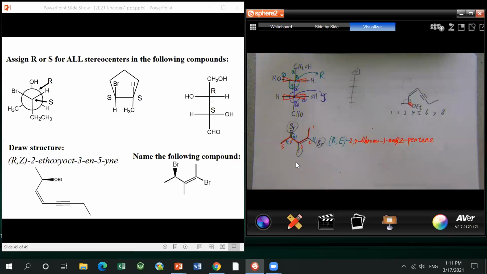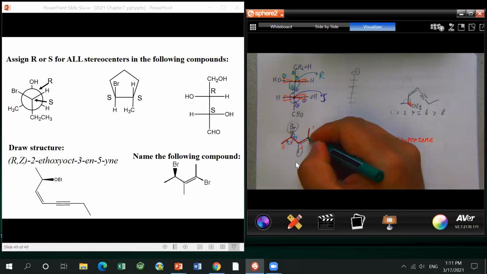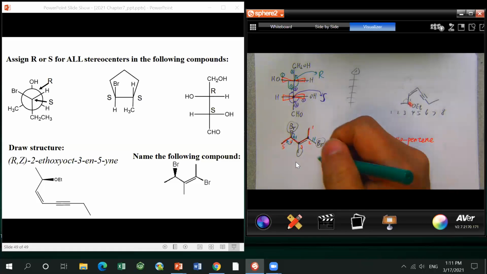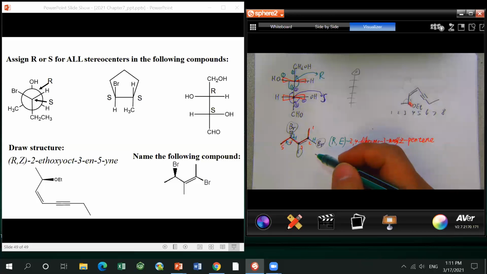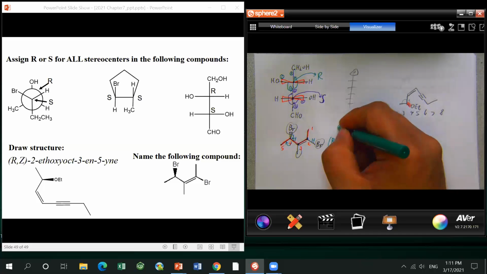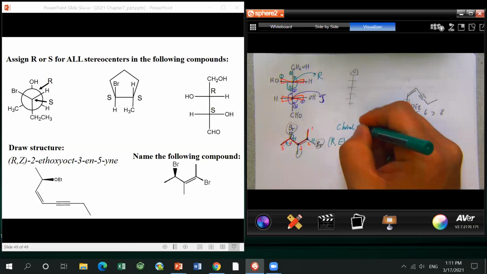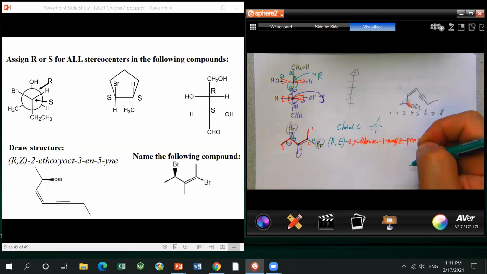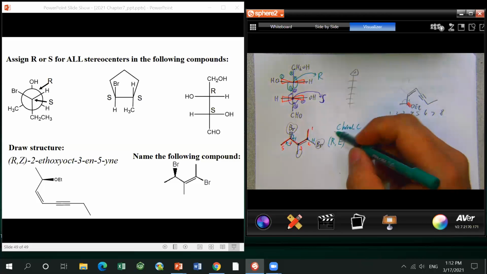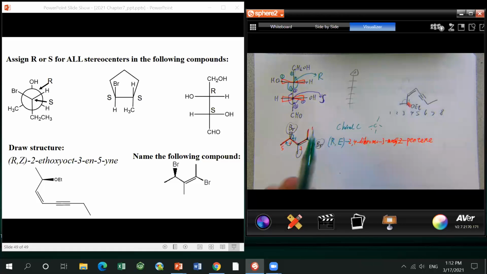So this is not a chiral carbon. A chiral carbon has to have 4 different attachments, and this one has only 3. So there's no R/S for it. A chiral carbon has to be a tetrahedral carbon with 4 different attachments, like this. Now this one is an sp2 hybridized carbon.